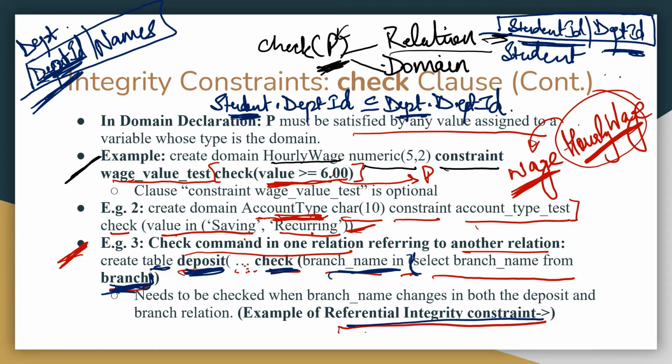Okay, and that is the main objective of having the referential integrity constraint, that by mistake we do not enter any new department ID in the student table while inserting the student records, which actually does not correspond to any department we have already created in the department table, right?